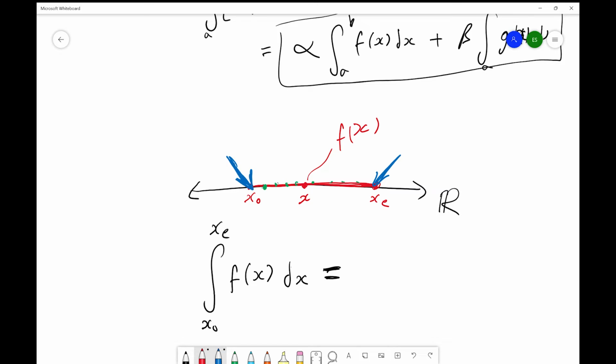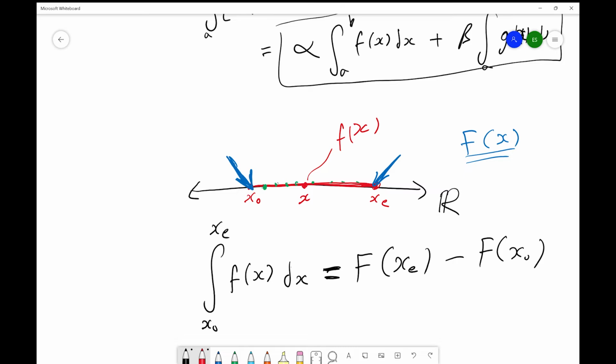Is there a way to write this integral with respect to the boundary? Is there some other function, let's call it big F of x, that exists such that we can write this integral as F(xe) minus F(x0)? So you now write this integral in terms of its boundary, right? And furthermore, we want to be able to derive or get F capital X from f(x) through some kind of operator. There should be some kind of operator that should give us f small x from F(x), or vice versa, let's say.